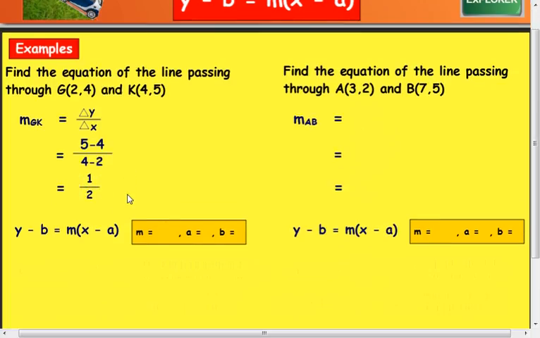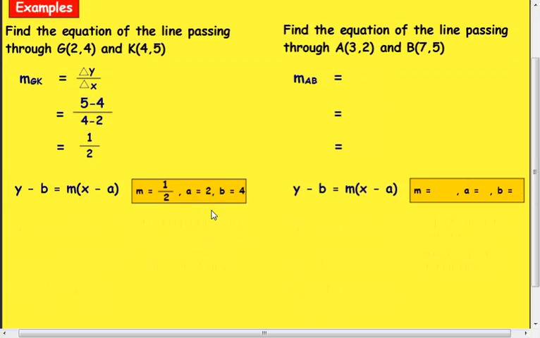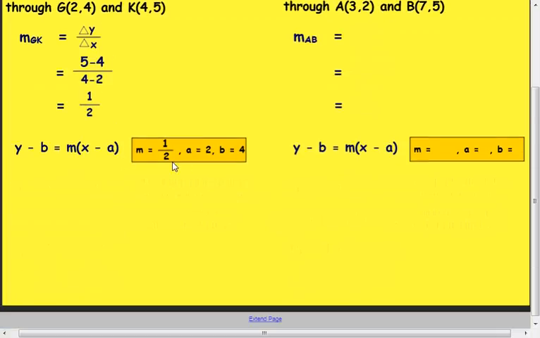Now the next thing I'm going to do is I'm going to write y take b equals mx take a down, and I'm going to write my information as the same as the last lesson. So the gradient's a half, you know that. And you can either pick the (2, 4) or the (4, 5). It doesn't really matter which one you go for here. I'm going to pick the 2 and the 4. Okay, so let's feed this information in here, and I know we've got a fraction here, but I'll show you how to sort that out. So y take away b, that's the 4 here, so y take away 4 equals a half, and you've got x take away a, because a is 2, so x take away 2.